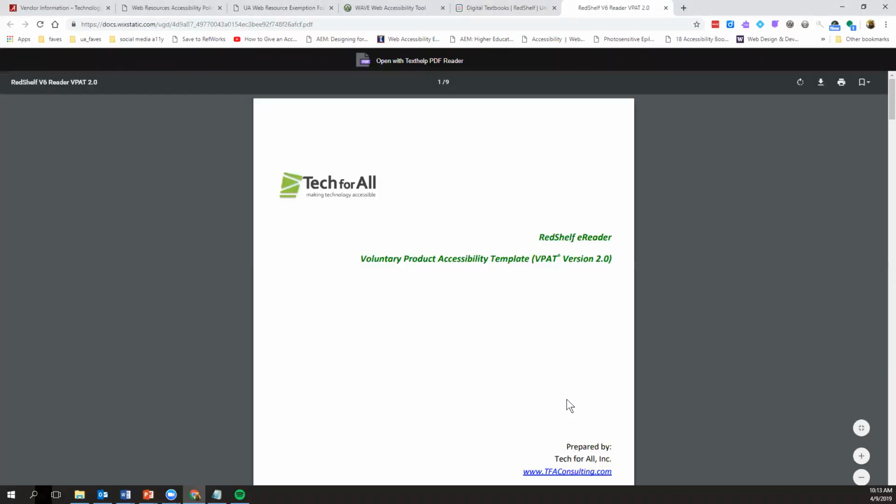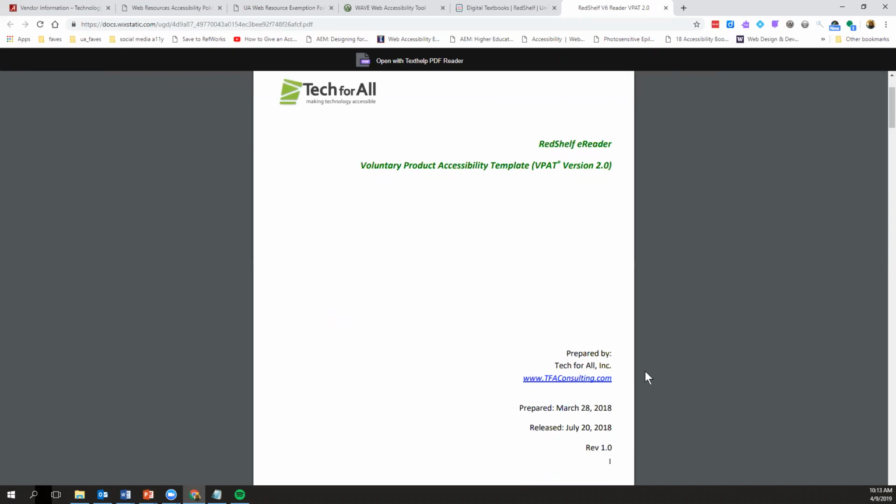So this is the completed VPAT that someone at Red Shelf prepared. It actually looks like Red Shelf contracted with an accessibility evaluation company to prepare that. And that's something that is fairly common if a company doesn't have knowledge in-house, or they want to demonstrate that they've used an independent third-party evaluator. They might contract with a company to prepare the VPAT.